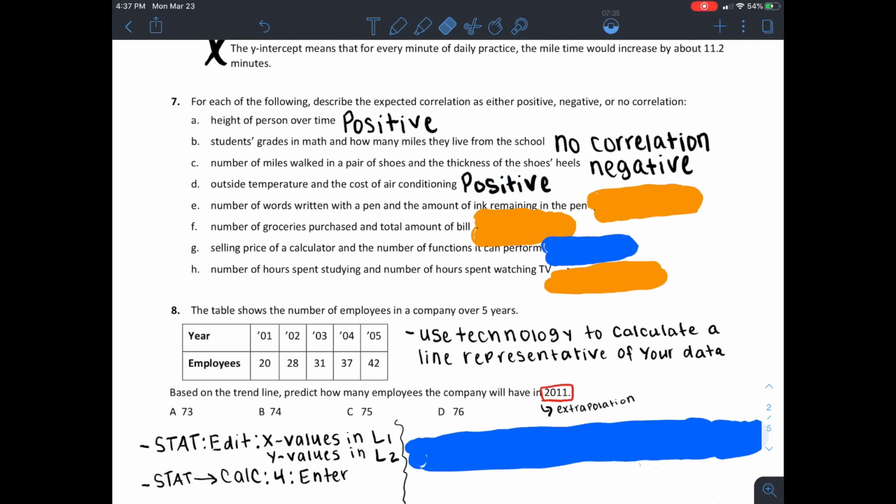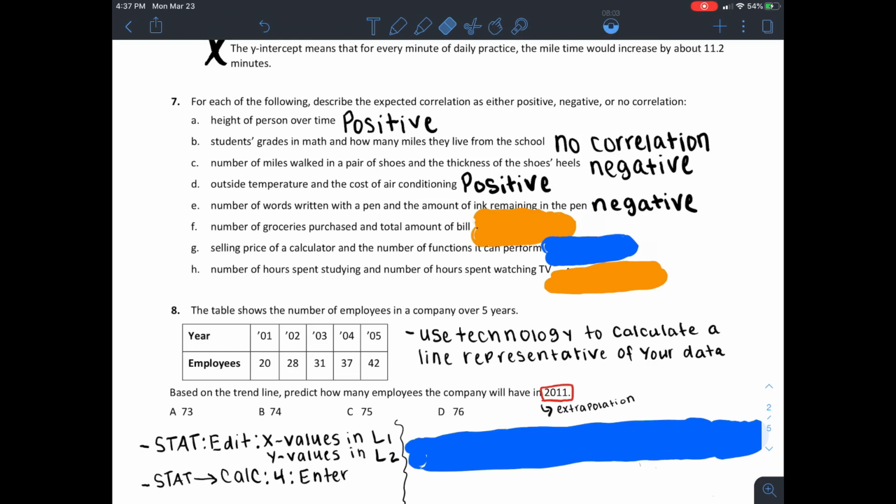E, the number of words written with a pen and the amount of ink remaining in the pen. So the more we write, what happens to our ink? The level of ink is going to decrease. So the more words increasing, ink decreasing. As one variable increases and one variable decreases, it is going to show a negative correlation. It's going to look like a negative slope when plotted on a graph.